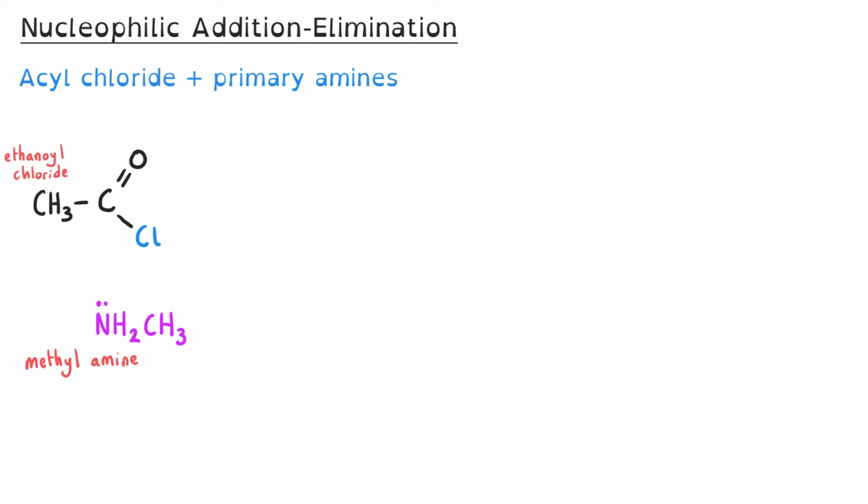Acyl chlorides also react vigorously at room temperature with primary amines, and the mechanism is identical to when ammonia reacts, but we produce something different in this case. And so the first step is the attack of the nucleophile on the carbonyl carbon. That lone pair forms a new bond between the nitrogen and the carbon, and the bond between the carbon and the oxygen partially breaks, with the oxygen taking both electrons from the bond.